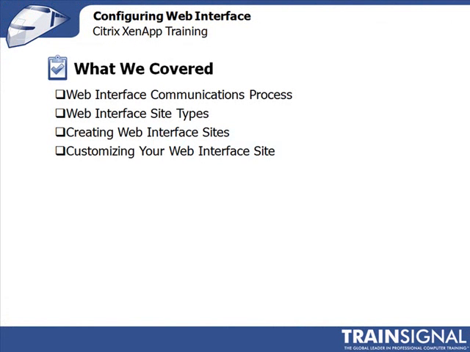Alright, so let's go ahead and recap what we've learned. We started off by talking about how web interface communicates. What is the communication process? What is the flow of communication between an endpoint and web interface, and how web interface brokers that connection between the XML service and how it connects with Active Directory, how it talks to the Secure Ticket Authority service on the XenApp servers, and how it establishes a connection. So we went through and talked about that.